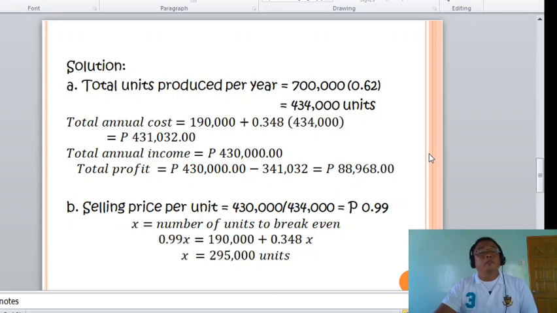The total annual income is 430,000. For the total profit, subtracting, 430,000 minus 341,032, that is 88,968. So that is now the total profit.